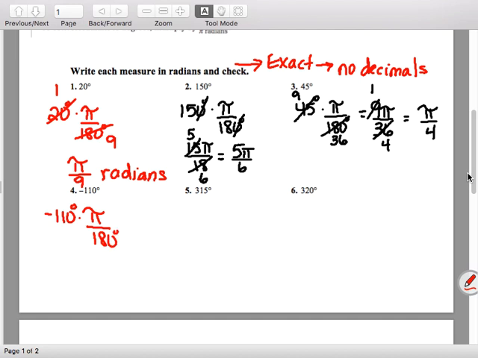So I'm still converting from degrees to radians, so I'm going to take negative 110 degrees times pi over 180. Well, they both end in a 0, so that means I can divide by 10, and I get negative 11 pi over 18. Now think about what we talked about with angles when we were sketching angles in standard position. A negative angle is a clockwise rotation. So that's what I have there.